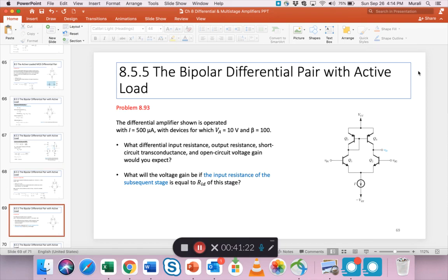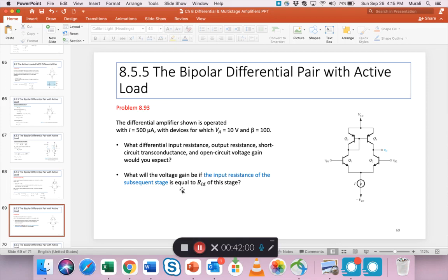893, similar amplifier. I is 500 microamps. VA is given to be 10 volts all across the board, and beta everywhere is 100. So find differential input resistance, output resistance, short circuit transconductance, which is the capital GM, open circuit voltage gain, A0, which is AD really. Open circuit meaning no load resistance, right, which is AD.